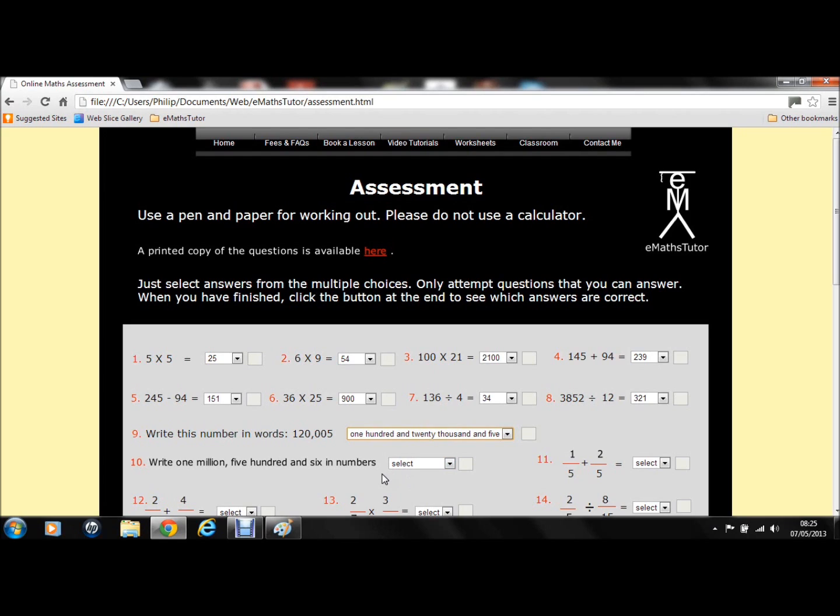Question 10, we want to write 1,506,000 in numbers. Millions are in the 7th column. Let's have a look. 1 million, no hundred thousands, no 10,000s, no thousands, 506, 1,506.